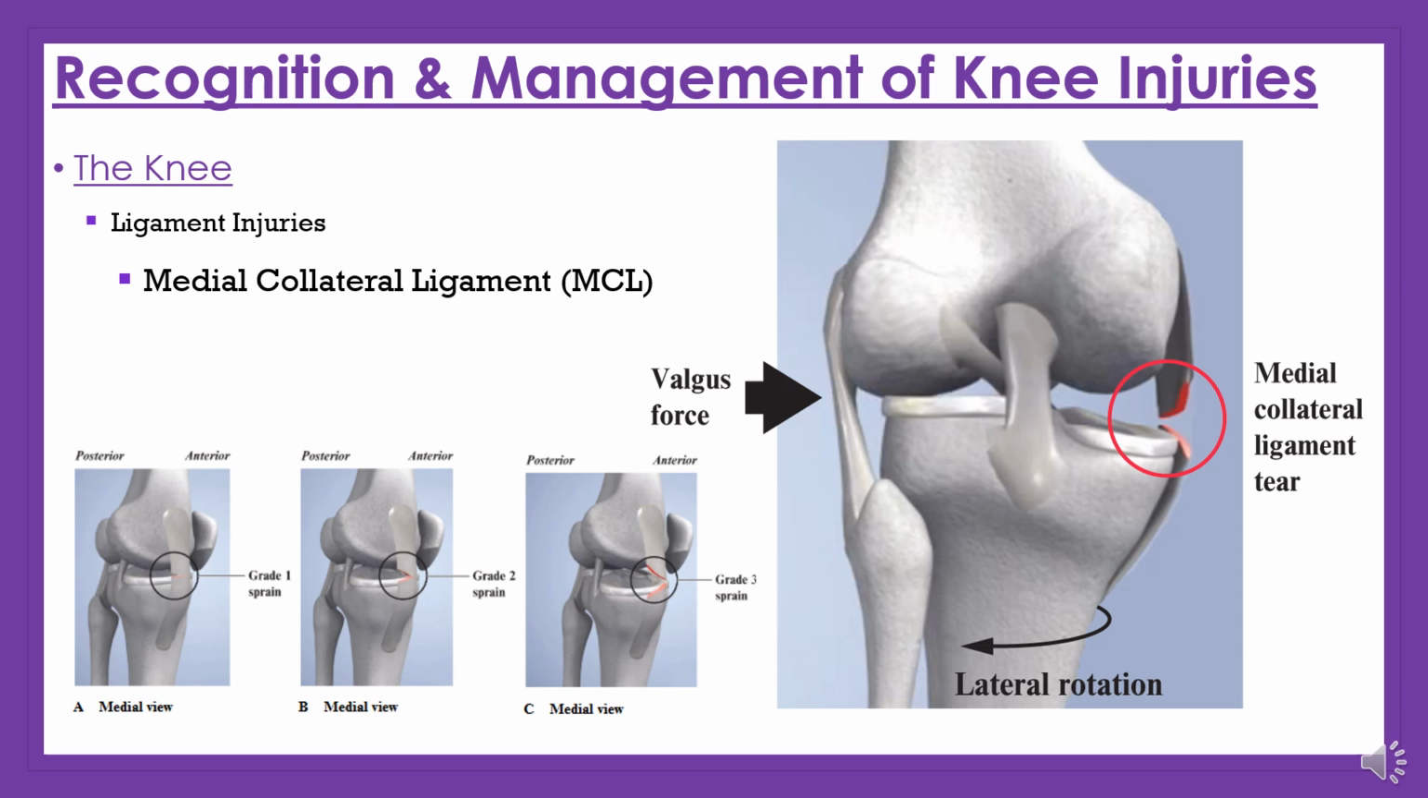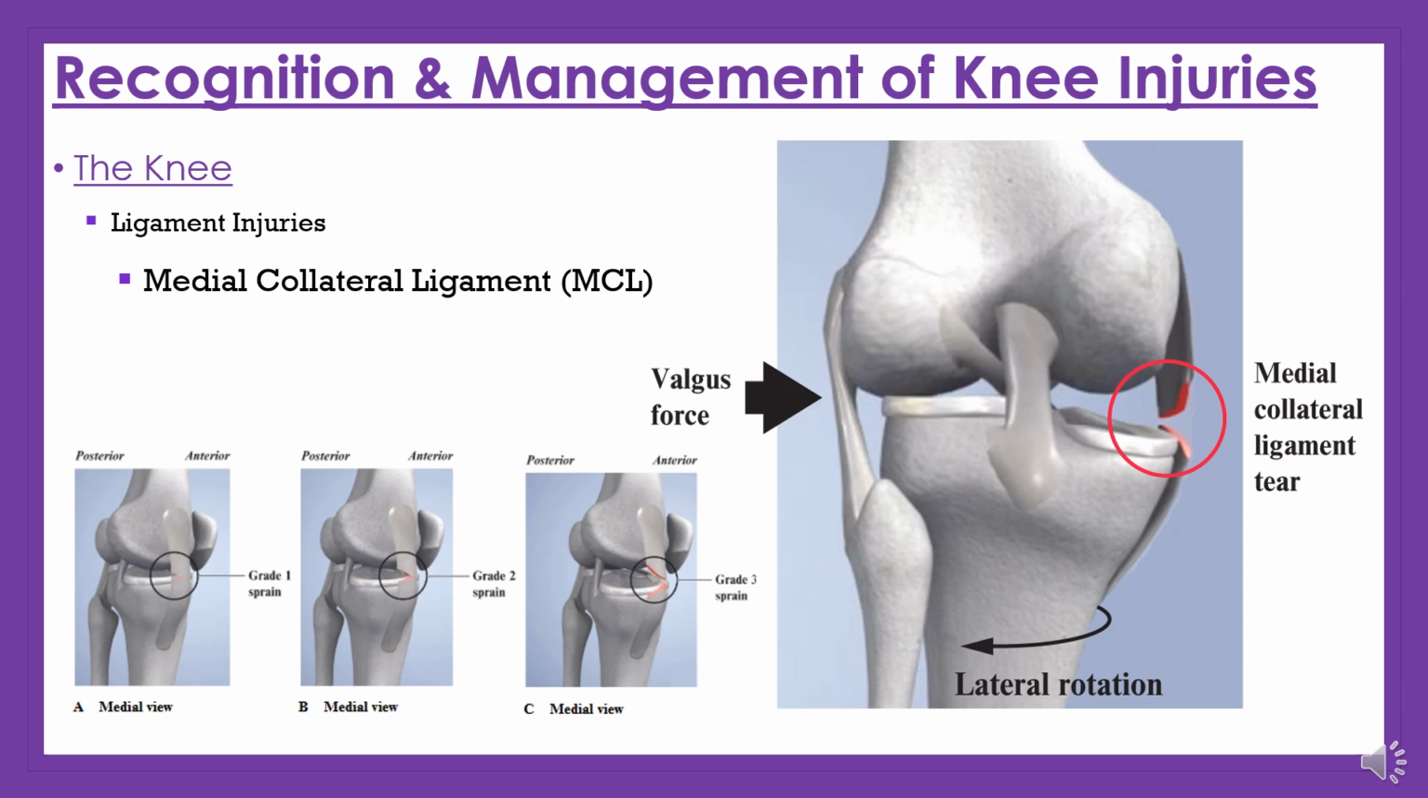When we start with the MCL, this is on the inside of the knee, and it's going to help prevent valgus forces, so forces that impact the outside of the knee and cause that inside of the knee to open up. So injury to the MCL often occurs when the foot is planted and a force hits the outside of the knee, which is going to cause that ligament to stretch. There may be some additional rotation to the knee as well that can lead to MCL injury. As we talked about before, grade 1, 2, and 3. Grade 1 and 2 are typically managed conservatively, and grade 3 is going to need surgical intervention to fix.